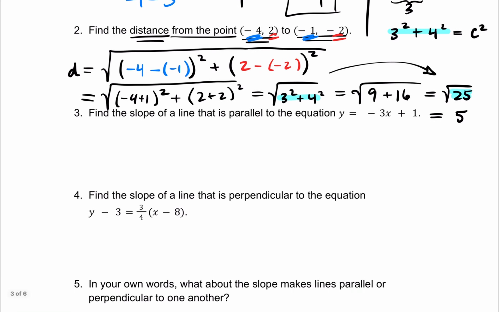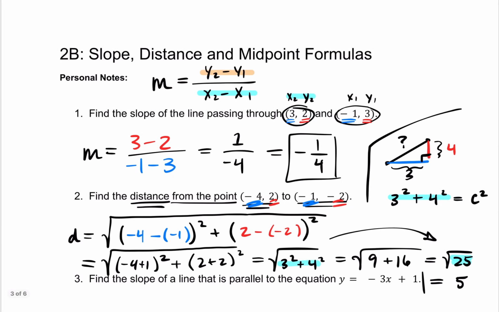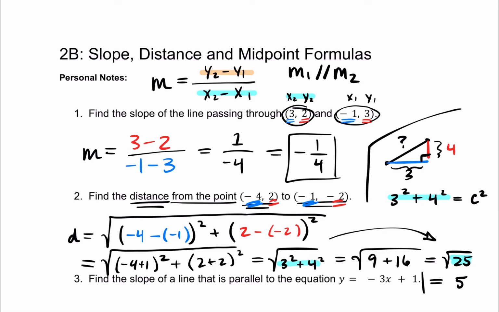All right. On number 3, it says, find the slope of a line that is parallel to the equation. I'm sorry, guys. I think I'm getting sick. I'm super nasally, super sniffly. Parallel to the equation, y equals -3x plus 1. So, first thing, good thing to know, maybe I'll scroll back up to the top. This is like a personal note kind of thing. But good thing to know, if a slope is parallel to another slope, if m1 is parallel to m2, this means that they're the same slope, of course.